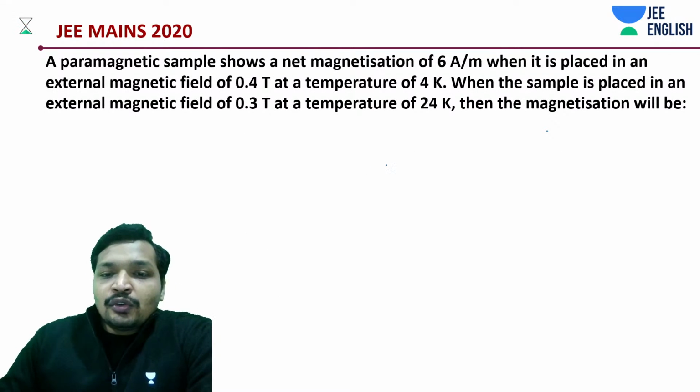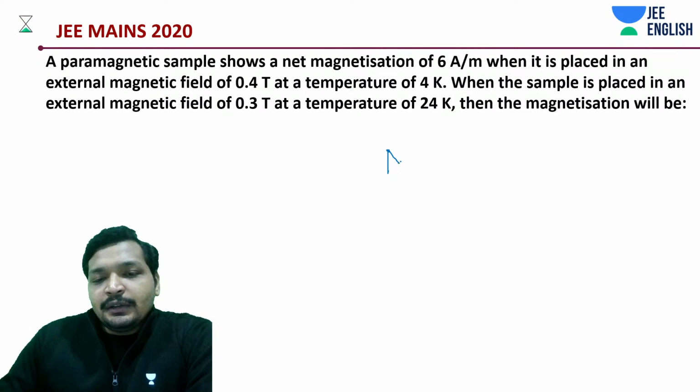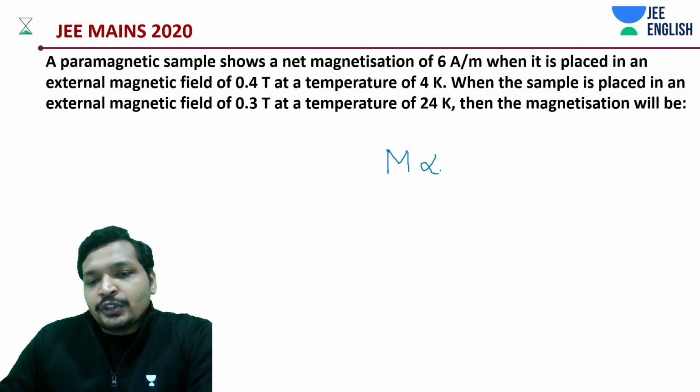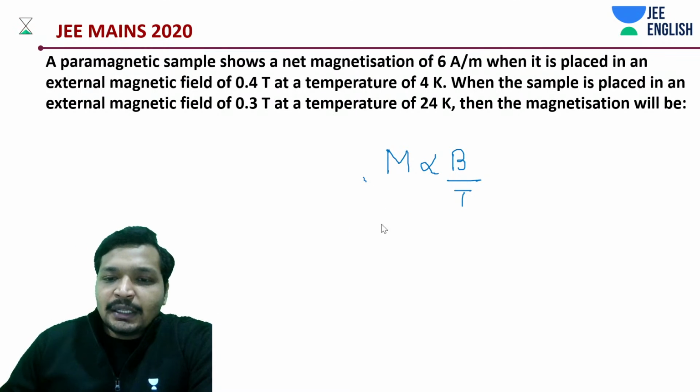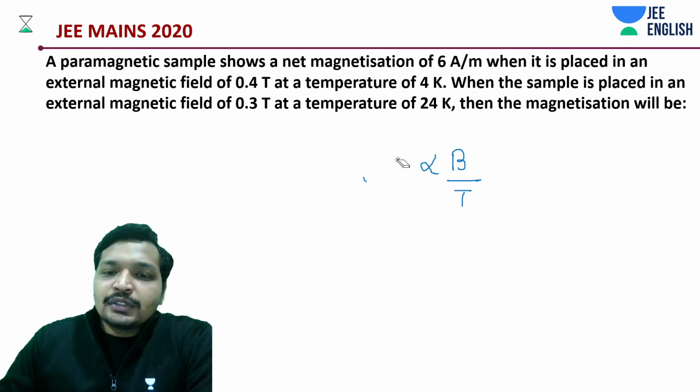Okay, so your magnetization is proportional to B by T. Keep it as small m because we are already using capital M.